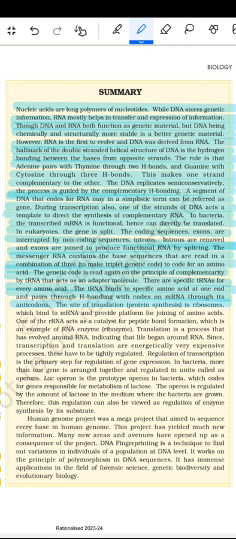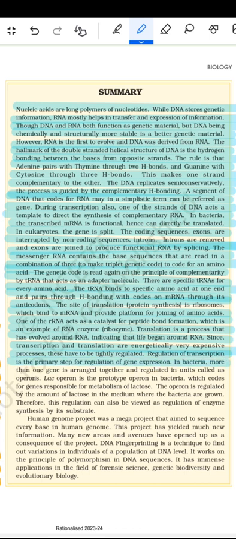The site of protein synthesis is the ribosome, which binds to the mRNA and provides a platform for joining of the amino acids. One of the rRNAs acts as a catalyst for peptide bond formation, which is an example of an RNA enzyme, ribozyme. Translation is a process that has evolved around RNA, indicating that life began around RNA. Since transcription and translation are energetically very expensive processes, these have to be tightly regulated. Regulation of transcription is the primary step for the regulation of gene expression.